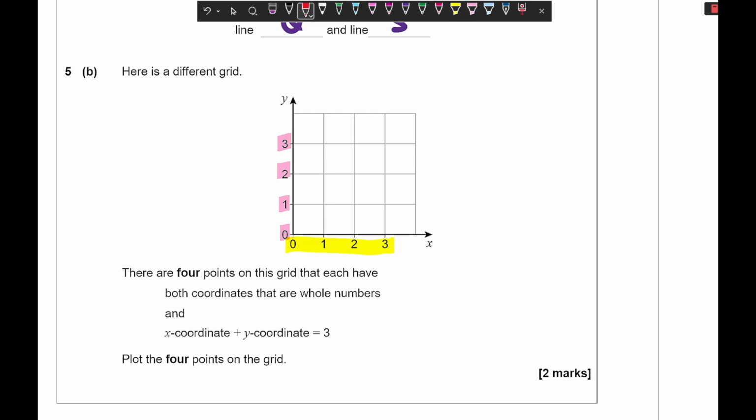So I can make 3 by 0 and 3, I can make 3 by adding 2 and 1, I can make 3 by adding 1 and 2, and another by adding 0 and 3. And all I then need to do is plot those 4 points. I don't need to draw a line because the question asked me to plot it, but I would need to plot those 4 points to get 4 marks.